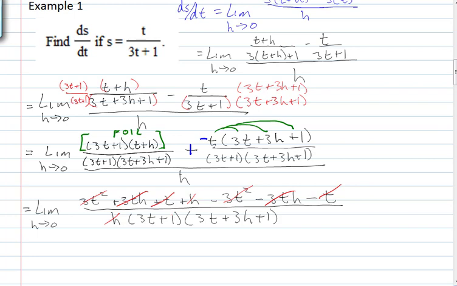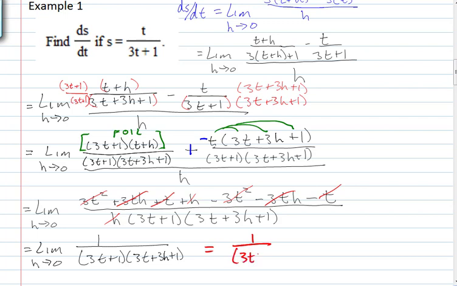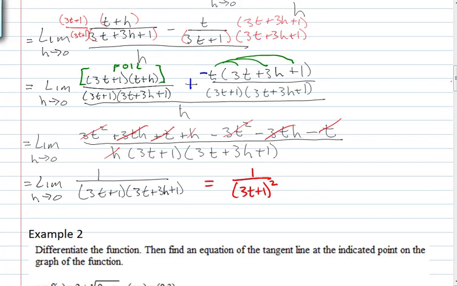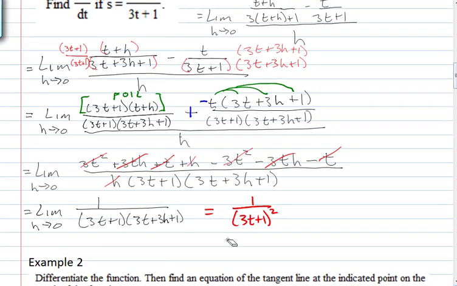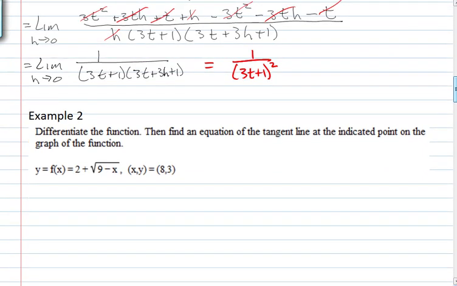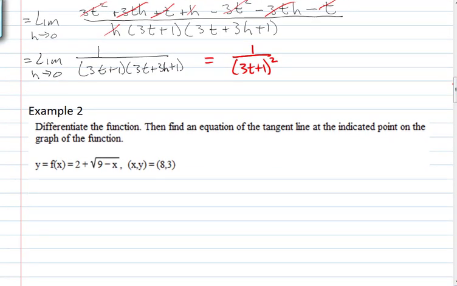So we're left with what on top? 1. So this is going to be equal to the limit as h approaches 0 of 1 over 3t plus 1 times 3t plus 3h plus 1, which when we let h go to 0 is going to give us 1 over 3t plus 1 squared. That's the final answer. What we were asked to find, remember, was the derivative as a function of t. There it is. ds/dt is equal to this. Ta-da!